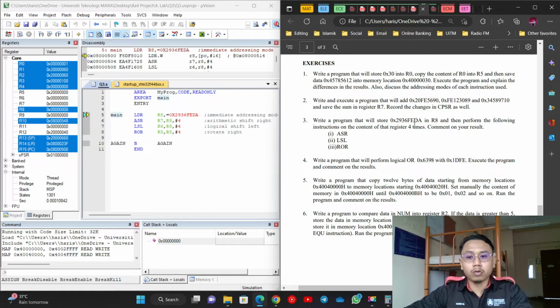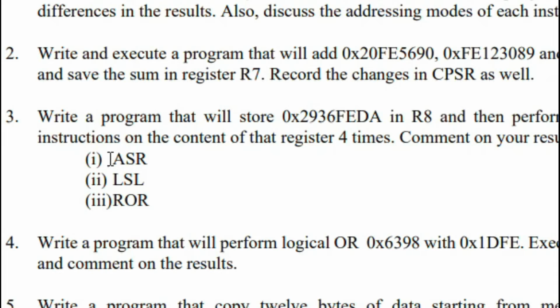Okay, so we already store this content, which is 0x2936FEDA, in register R8, and then we will do the ASR, LSL, and also ROR. So what is ASR? ASR is arithmetic shift right, LSL is logical shift left, and ROR is rotate right.